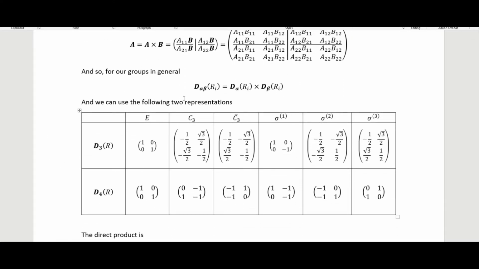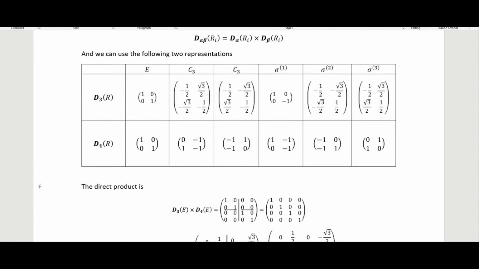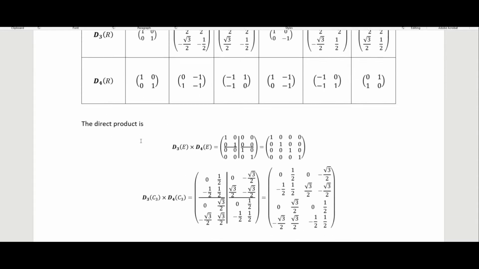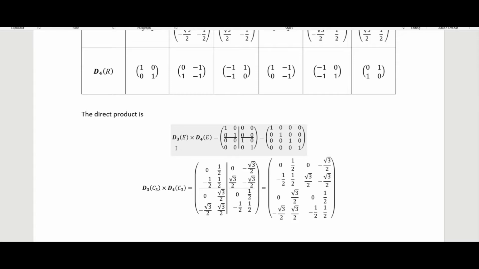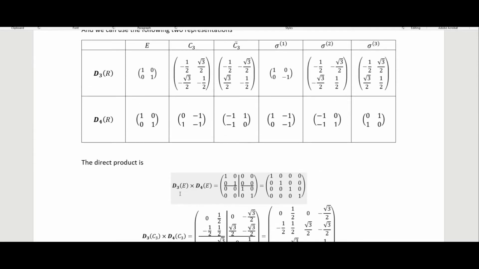We can use the following two representations. We have this one that we've been using, and then we have this non-unitary basis that we've seen in a few other videos as well. So I went through the direct product for each of these. Obviously the identity is just going to have ones down the diagonal, because 1 times 1, 0 times 1, 0 times 1, 1 times 1. And you just go through that through the whole thing.